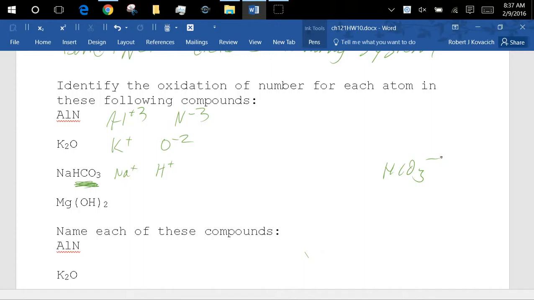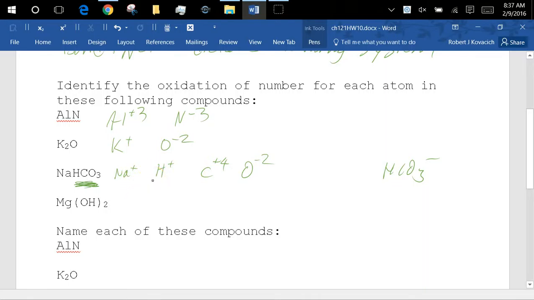Okay, can you figure out what the carbon's is, or should we do something else first? We should do the oxygens next, because the oxygen is almost always, not always, but almost always -2. And so, since there are 3 of those things, what's my carbon's charge going to end up being? +4. So I've got -6, right? And then +4, and then +1 and +1. So it all cancels out to 0.